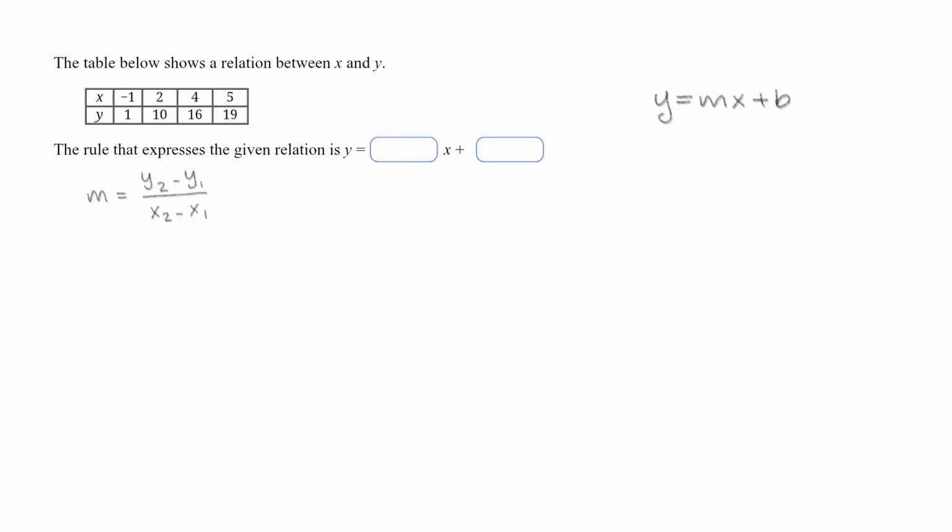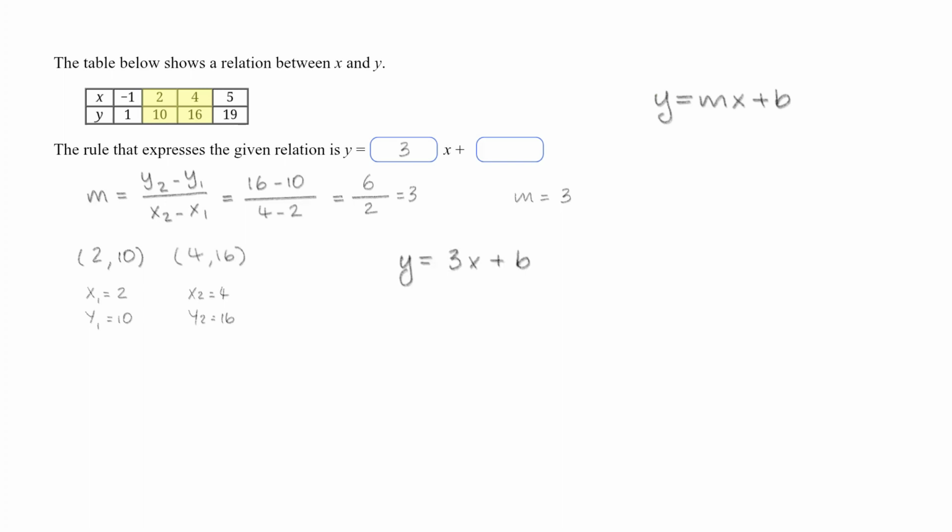To find the slope, pick any 2 points from the table. Let's use the two easiest pairs. 2, 10 and 4, 16. Change in y. 16 minus 10 is equal to 6. Change in x. 4 minus 2 is equal to 2. Now divide 6 over 2. Our slope is 3. Now we know the rule looks like y equals 3x plus b.